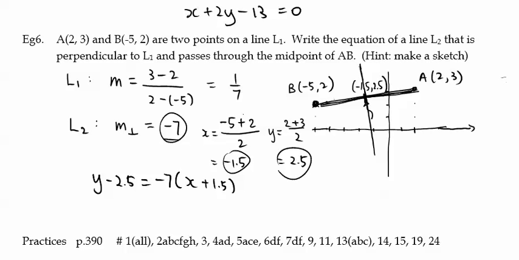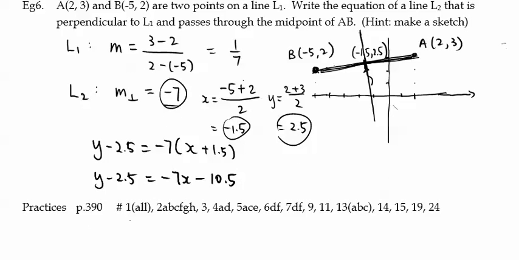I can leave my answer this way, or once again, if I want to turn this into general form, I'll go one step further, expand it, and then make the first term positive. Make this term positive by bringing it to the left-hand side. This will be the equation in general form.